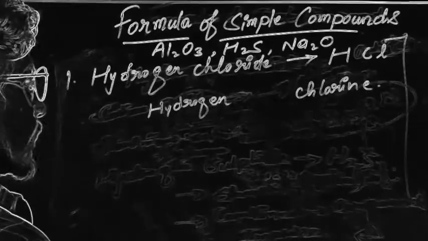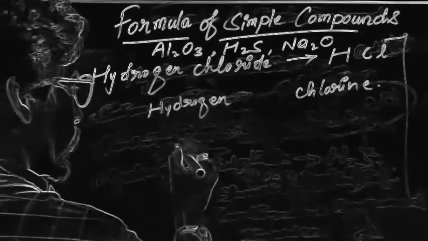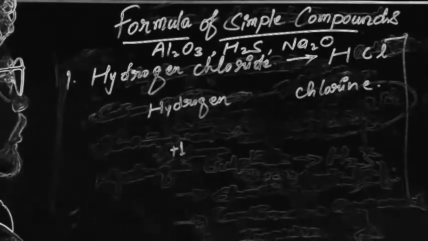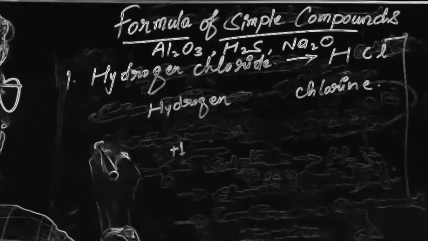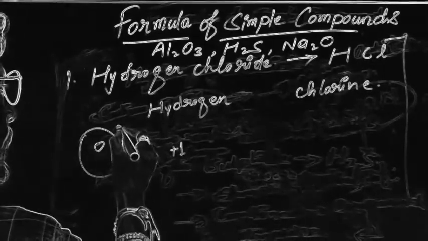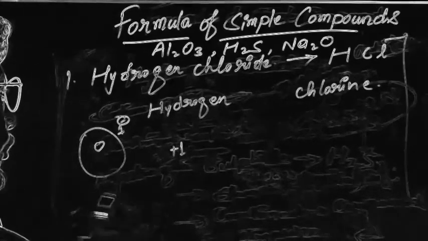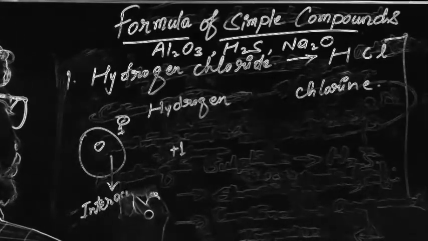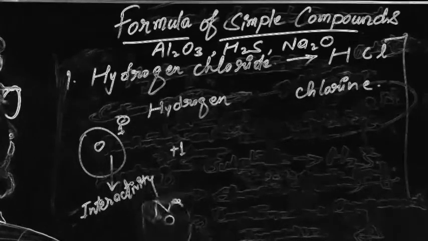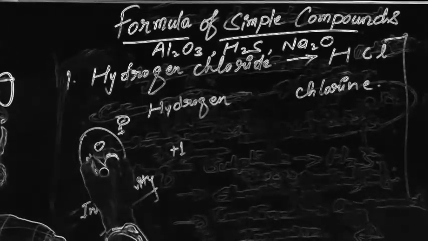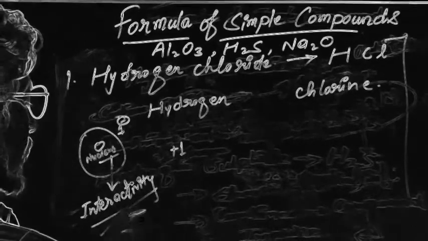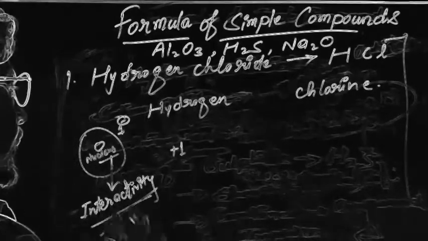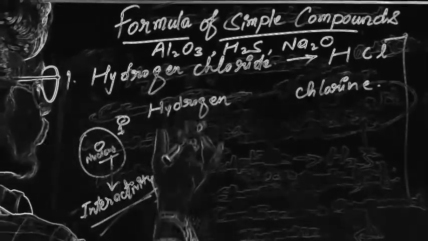The very first thing you should know is the valency. What is the valency of hydrogen? That is 1, either plus or minus, because there is only one electron in the outermost shell of hydrogen. This is the nucleus and here is only one electron in the outermost shell, and there are no protons. So there is no interactivity between the electron and the nucleus. Any interactivity will take place only if there is a proton, but in the case of hydrogen, there is none. It has only one electron. So the valency of hydrogen is +1.